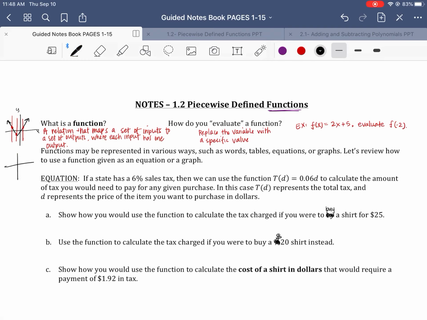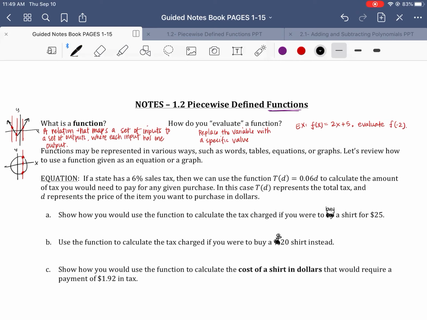Remember, if you have one that looks like this, so you have maybe a circle, this no longer passes that vertical line test because when I draw a vertical line, it actually touches the function twice. So one input, this input of x, would give me two different outputs. Okay, so it must pass the vertical line test.